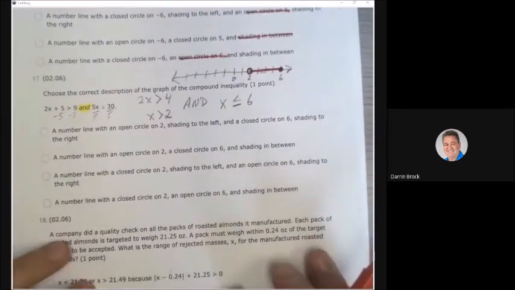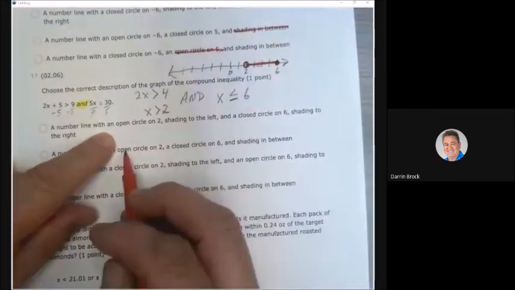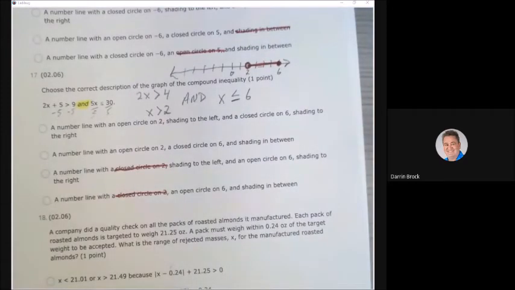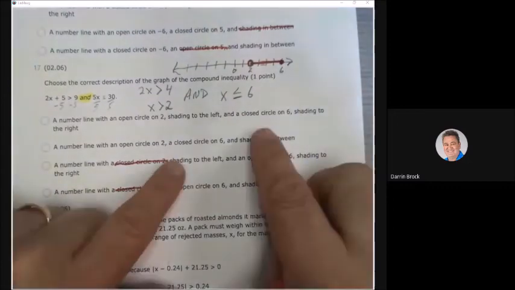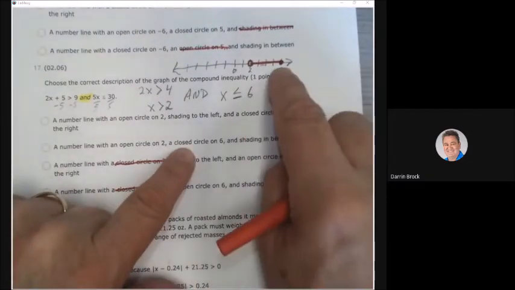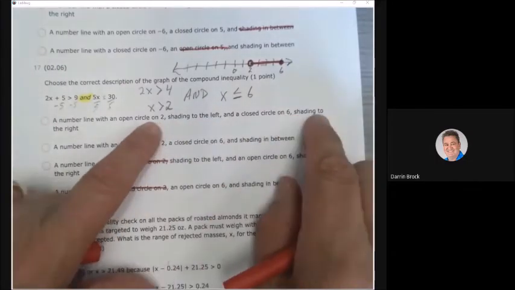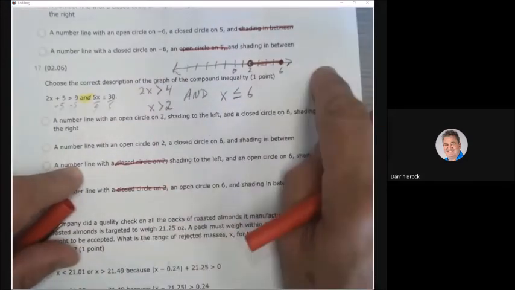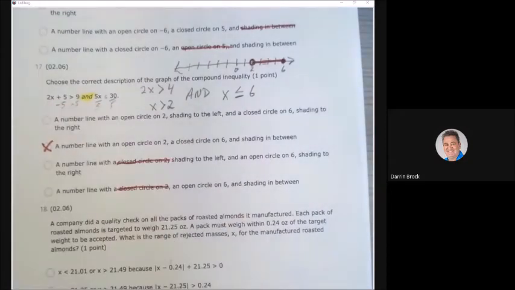So let's see what our choices are here. Open circle on 2, yes. Open circle on 2, closed circle on 2. I can eliminate that right away. I've eliminated 2 answers just because it's a closed circle. This has closed circle on 6 on both answers. All right, so this is shading to the left of the 2 and shading to the right of the 6. We did not do that. This says shading in between. That answer, shading in between.